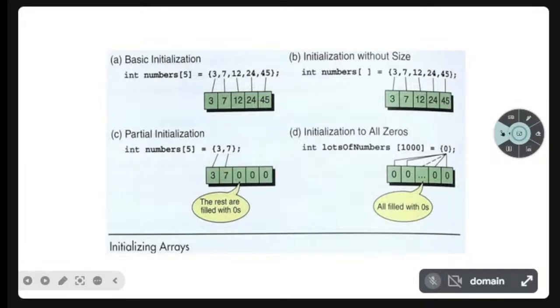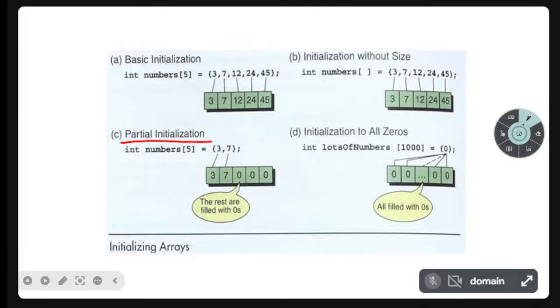Partial initialization. Okay, 5 elements are there. 5 elements are initialized, and this is a variable length array. It can accept any number. It can be 5 or 10 or 100, no problem.